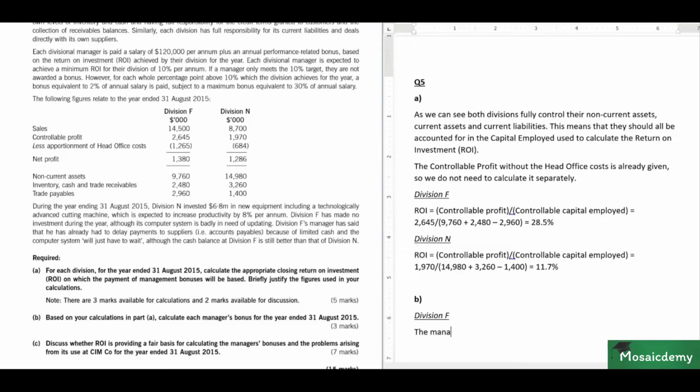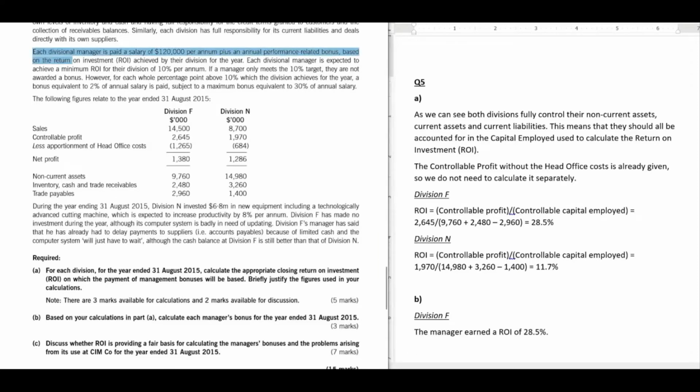The manager earned an ROI of 28.5%. Okay, so what was the basis of the bonus? That was in the second paragraph. They say that each divisional manager is paid a salary of 120,000 plus an annual bonus based on the return on investment, which is fine. Each manager is expected to achieve a minimum ROI of 10%. So he's done that, 28.5. If the manager only meets 10%, they are not awarded a bonus. So he's done better than that.